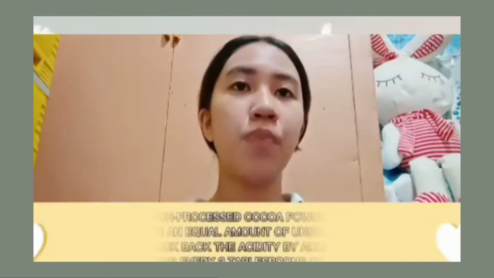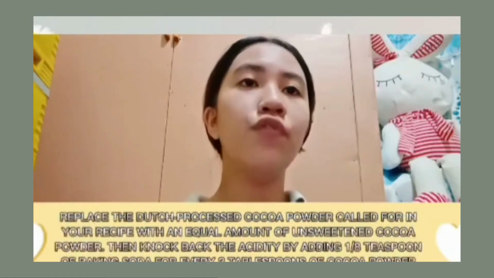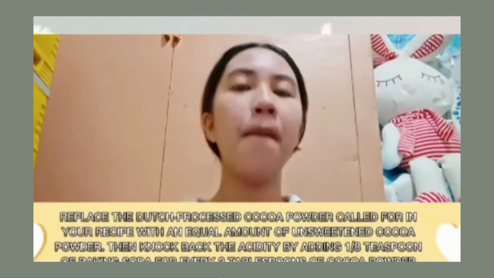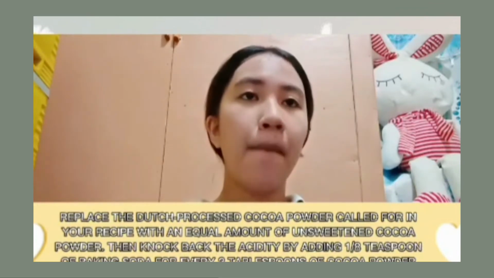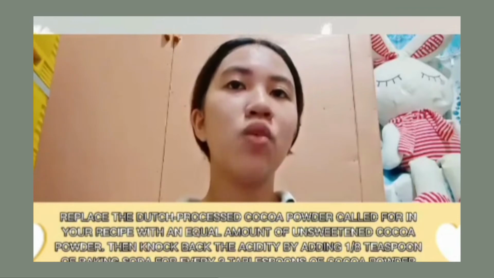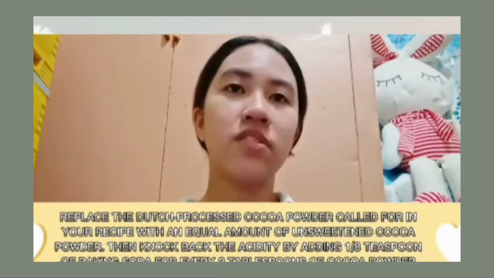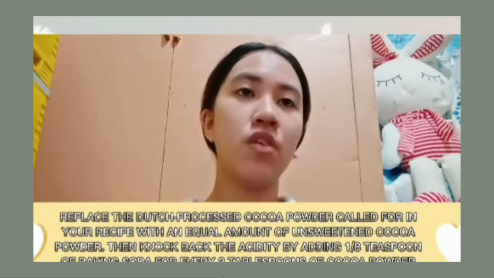The substitution of Dutch processed cocoa powder is to replace the Dutch processed cocoa powder called for in your recipe with an equal amount of unsweetened cocoa powder. Then, knock back the acidity by adding 1/8 teaspoon of baking soda for every 3 tablespoons of cocoa powder used.